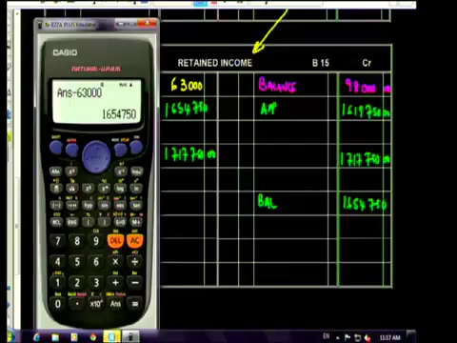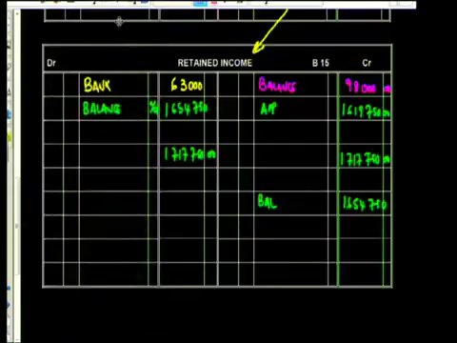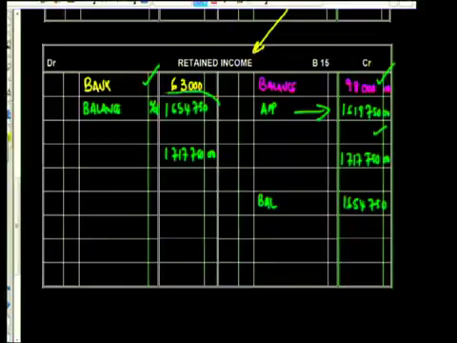1,654,750. Okay, now look at my retained income. I have my opening balance. I have the figure coming from my appropriation that I retained. So there's the figure. Then I have the buyback portion. Remember, the price above the average price, and that is my new balance in my retained income account.